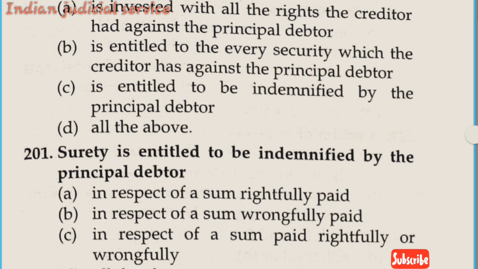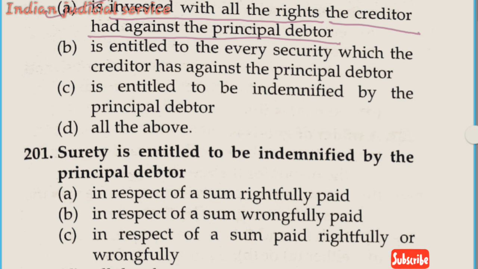When the surety makes payment or performance of the contract on behalf of the principal debtor, the surety gets all the rights of the creditor against the principal debtor. This is provided in Section 140. Option A, invested with all the rights the creditor had against the principal debtor, is most appropriate here.